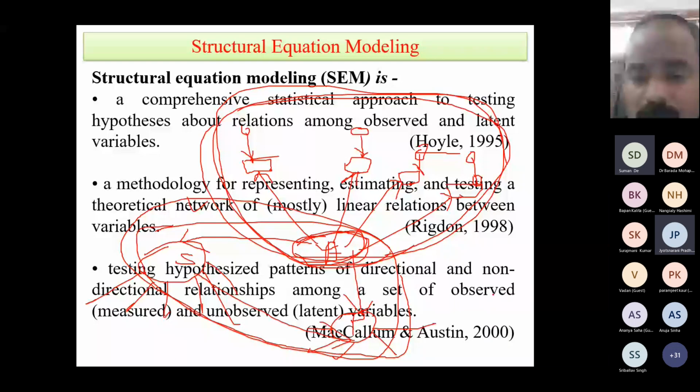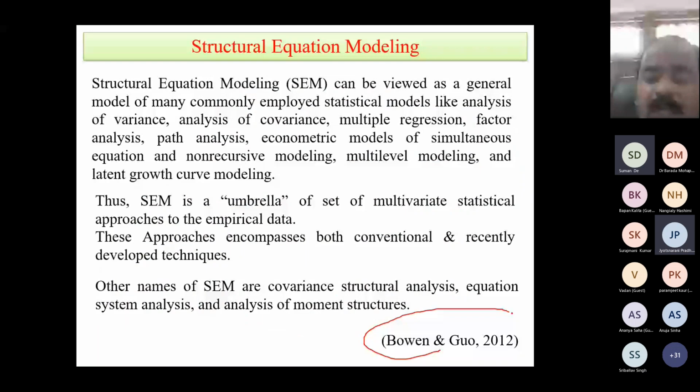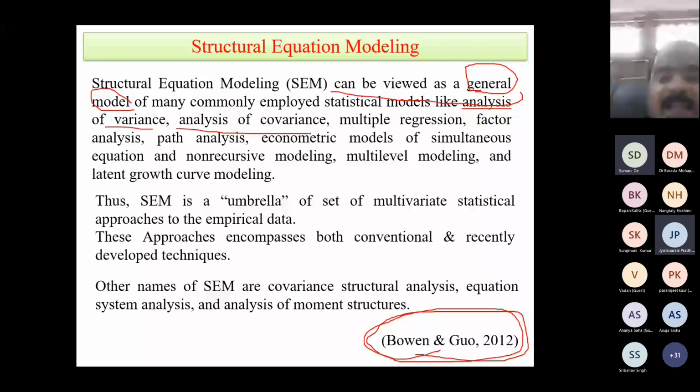Now let us go to the very beautiful explanation of Bowen and Guo. What did they say in their article? SEM can be viewed as a general model. Please look here. A general model of what? A general model of analysis of variance, analysis of covariance, multiple regression, factor analysis, path analysis, and econometric models. That means in structural equation modeling, all these things are there.